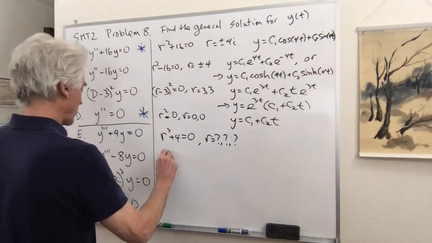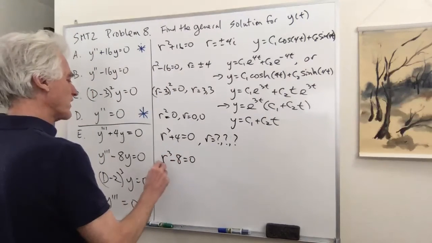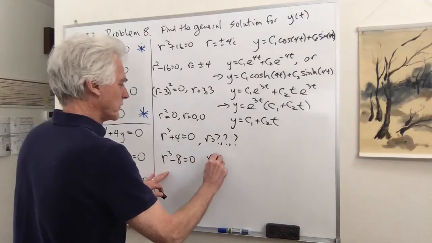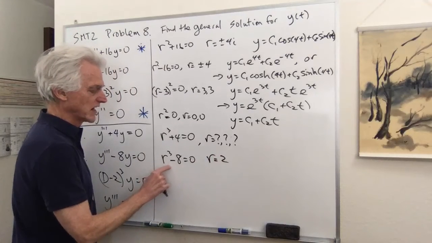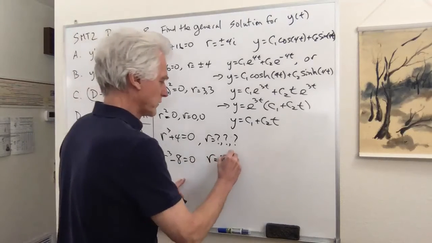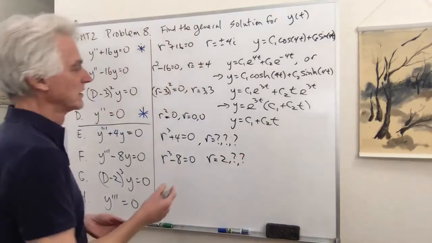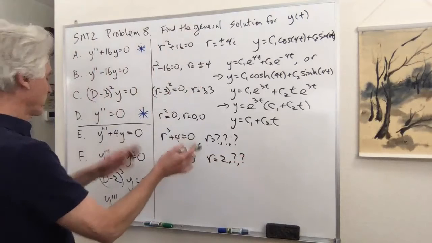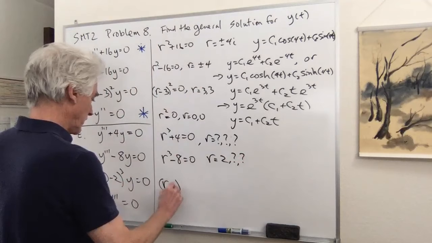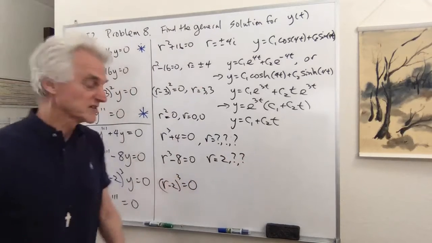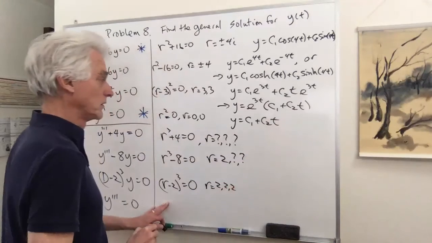Here we get r cubed minus 8 is 0. So I want a cube root of 8. Actually, I do know one of them: 2. If I plug in 2, 2 cubed minus 8 is 8 minus 8, which is 0. But the other 2 I don't know. If you know a little bit about complex numbers, you could probably figure them out, but let's hope we don't have to deal with these. So what about this one? r minus 2 cubed equals 0 is the characteristic equation. So the roots are r is 2, 2, 2.